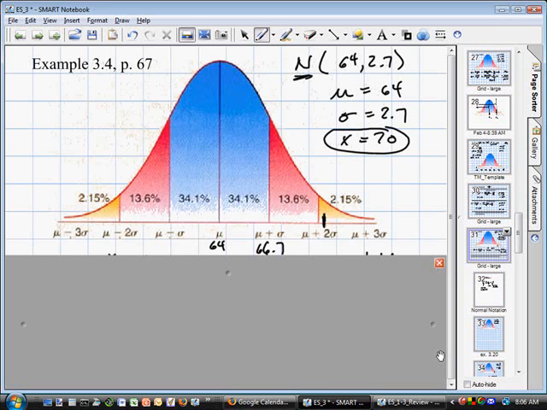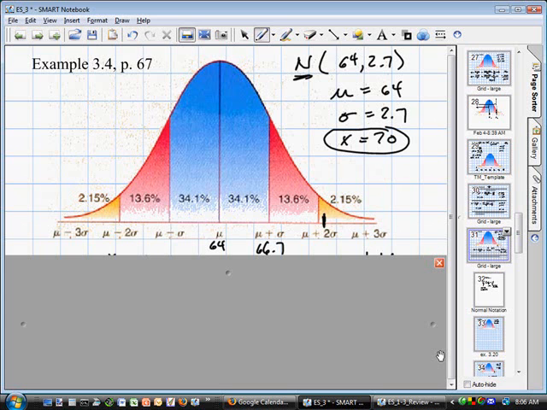Okay, so now, you notice I have a problem like this shown. Look way up in the top right. I've got an N with a normal distribution with a mean of 64 and a standard deviation of 2.7. And in this particular example on page 67, the question is, what proportion of young women are less than 70 inches tall?